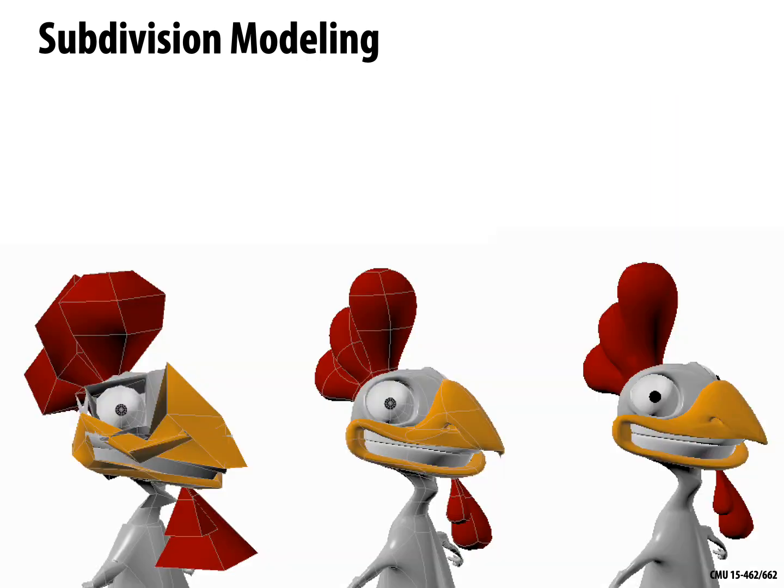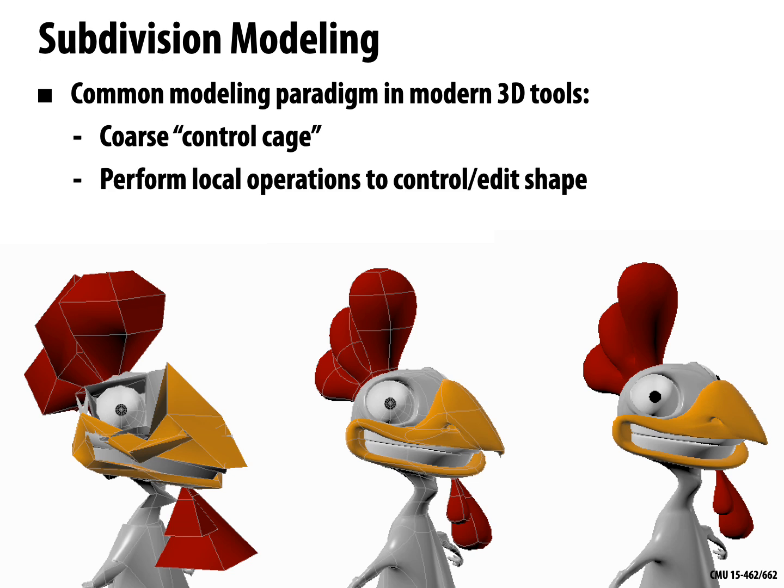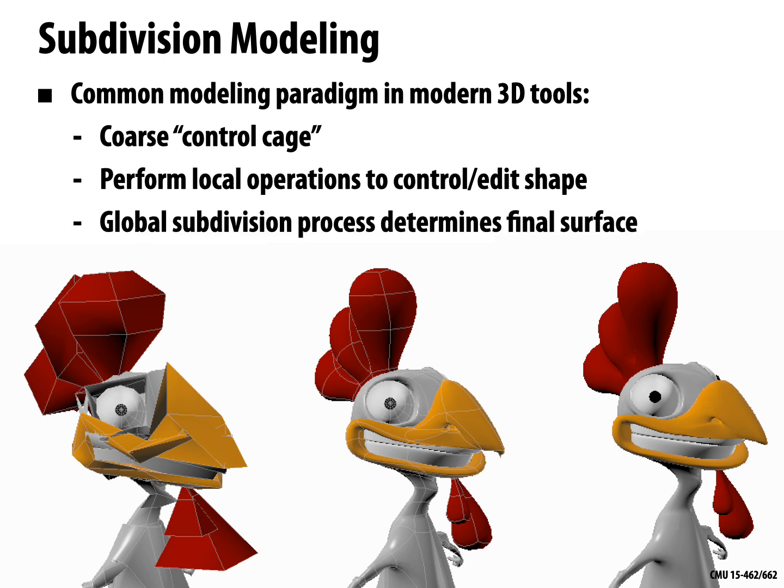And this is a really common modeling paradigm in 3D tools, that you start with some coarse control cage, you perform local operations to control or edit or even animate the shape, and then you just let a subdivision process determine the final surface. So this is a really, really nice way of defining surfaces, not only from a data structures or mathematical point of view, but from an interactivity or user interface point of view. You get to put degrees of freedom where they're most interesting. So I can just drag around a few points and get a lot of control over the shape.